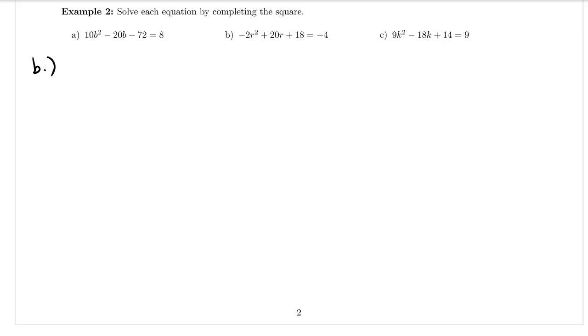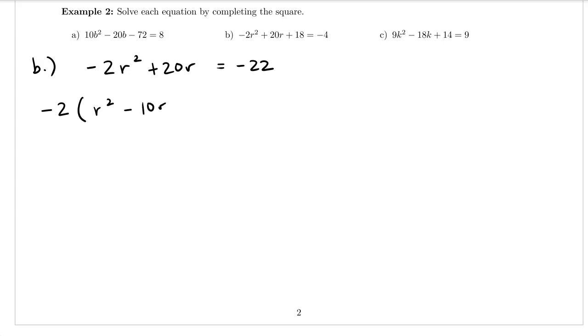Let's move on to part B. I'm going to subtract 18 from both sides, and if we do that, we get negative 2r squared plus 20r is equal to negative 4 minus 18, which is negative 22. From here, I'm going to factor out my leading coefficient.